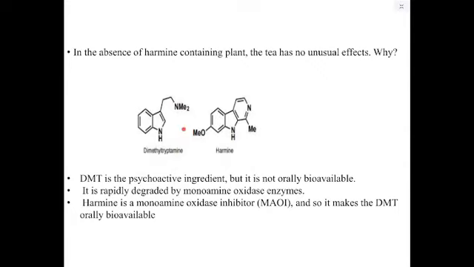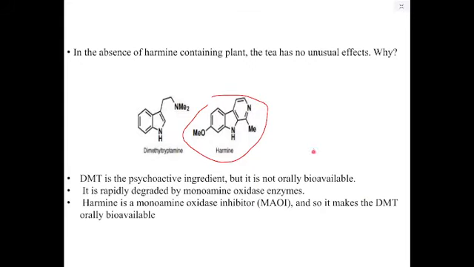Dimethyltryptamine, as we have said, has minimal activity. But if you give dimethyltryptamine with harmine, a compound we call harmine, which was found to be an inhibitor of monoamine oxidase, dimethyltryptamine will have activity because you will have reduced its metabolism. So dimethyltryptamine is the psychoactive ingredient, but it is not orally bioavailable. That is in tea. It is rapidly degraded by the monoamine oxidase enzyme. Harmine is a monoamine oxidase inhibitor, and so it makes the DMT orally bioavailable.